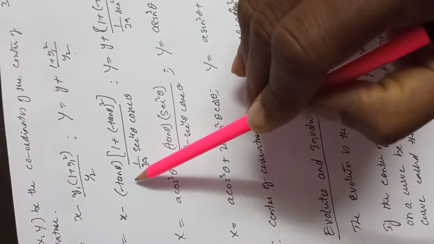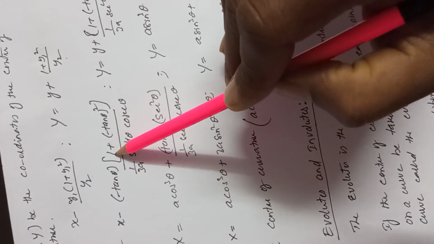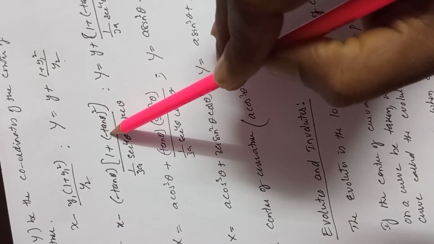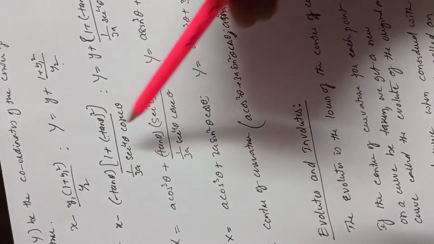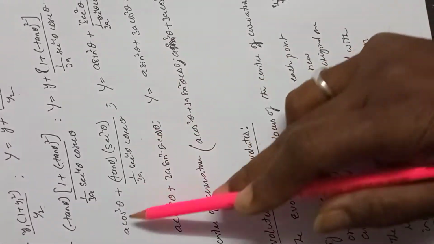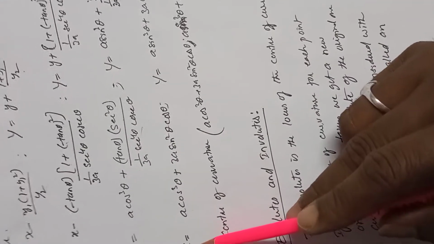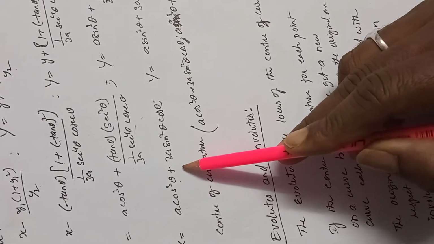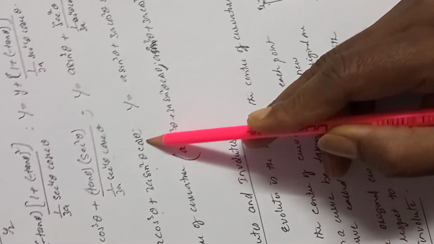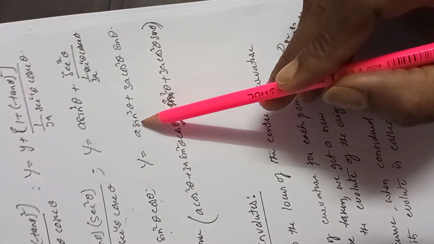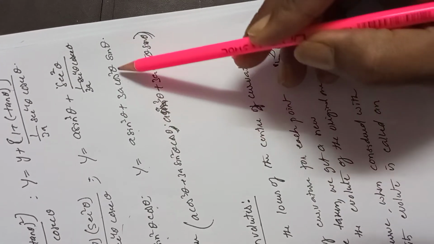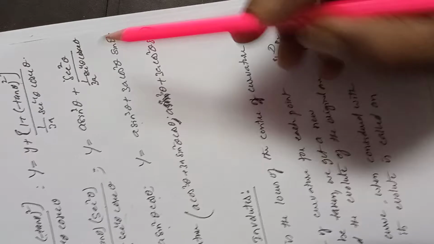y1 is dy by dx, that is minus tan theta. 1 plus minus tan theta whole square is tan square theta. 1 plus tan square theta is secant square theta. Here also same thing. Now we are substituting those values. After simplifying by taking the LCM, we are getting capital X is equal to a cos cube theta plus 3a sin square theta cos theta. Similarly, capital Y is equal to a sin cube theta plus 3a cos square theta into sin theta. These are the coordinates of the center of curvature.